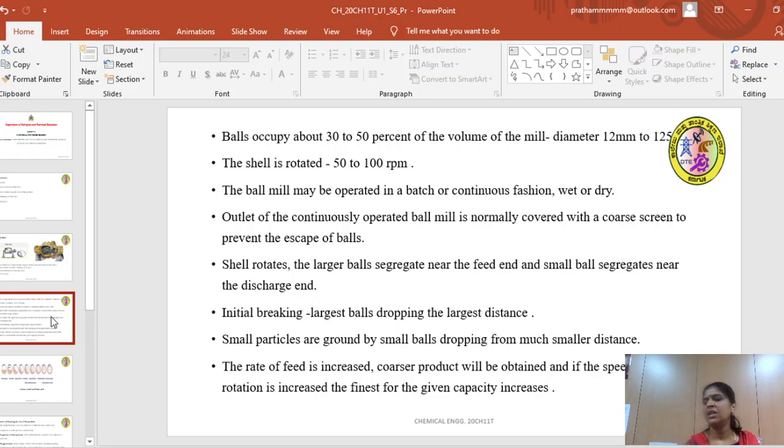ನಮ್ಮದು ಬೇಸಿಕ್ ಕಾಮನ್ ಸೆನ್ಸಿಂದ ನೋಡ್ಬೋದು, ಫೀಡ್ ರೇಟ್ ಅನ್ನು ಇನ್ಕ್ರೀಸ್ ಮಾಡಿದ್ರೆ the coarser product we will obtain, and if the speed of the rotation is also increased, the fines of the given capacity increase. The speed ಕಮ್ಮಿ ಮಾಡಿದಾಗ ಟೈಮ್ ಜಾಸ್ತಿ ತಗೊಳುತ್ತೆ, in order to crush the material or in order to reduce the product of a larger size into a smaller size. So ನಾವು ಅದಕ್ಕೆ ಏನು ಮಾಡ್ತೀವಿ, ಫೀಡ್ ರೇಟ್ ಅನ್ನು ಕಮ್ಮಿ ಮಾಡಿ ಸ್ಪೀಡ್ ಅನ್ನು ಇನ್ಕ್ರೀಸ್ ಮಾಡೋದ್ರಿಂದ we will get a very finer particle size.